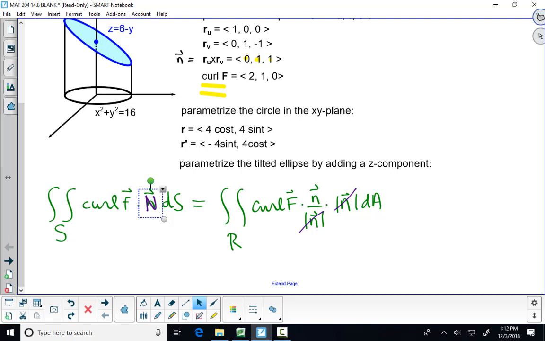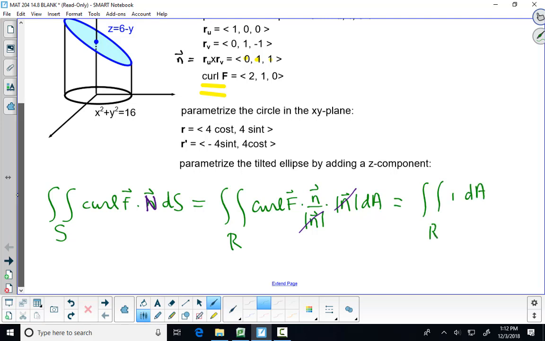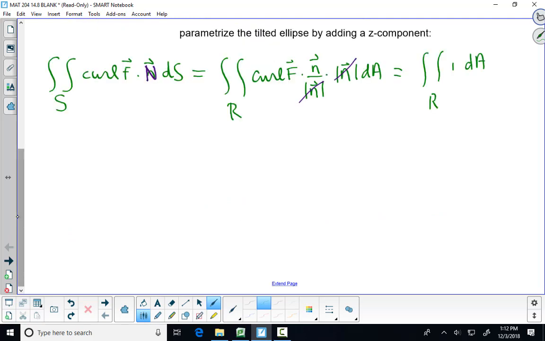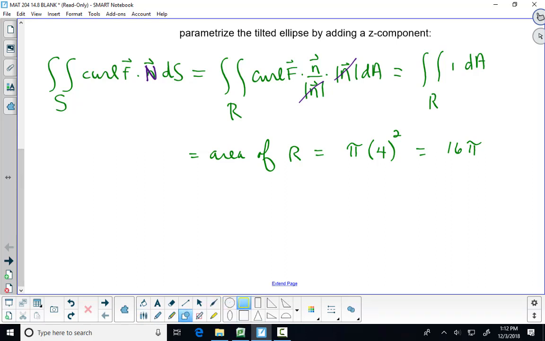Okay, so there is our curl. There is our normal. When we dot the two together, we get 1. So that's going to be 1 dA over R. And that just gives us the area of the region R. And the area of R is pi r squared. And the radius down there, I think, is 4. So we get 16 pi. So that should be our result.